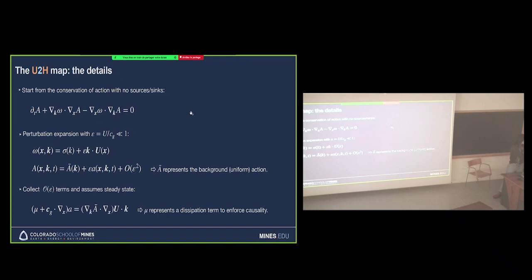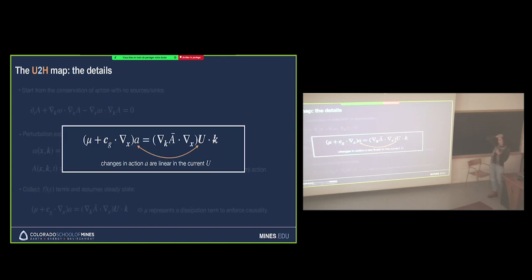And then we can go ahead and collect all of the order epsilon terms, which gives us this equation, where you don't worry about mu here. It's just a dissipation to ensure that we have causality. And so if we focus on this equation, it becomes really clear that the perturbations in action are linear in the current U. Okay.